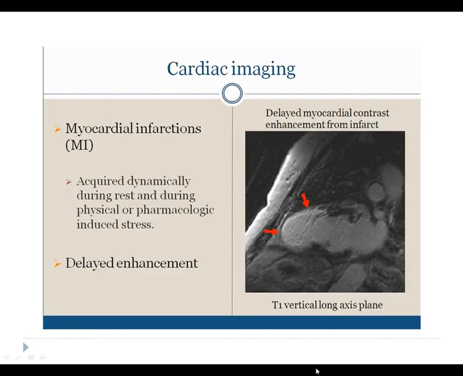Dynamic MR imaging of the heart can be used to detect myocardial infarctions. Perfusion techniques are used to measure blood volume. Areas of myocardial infarction will not enhance immediately following a contrast injection. Around 10 minutes after injection, the scar tissue will then enhance.